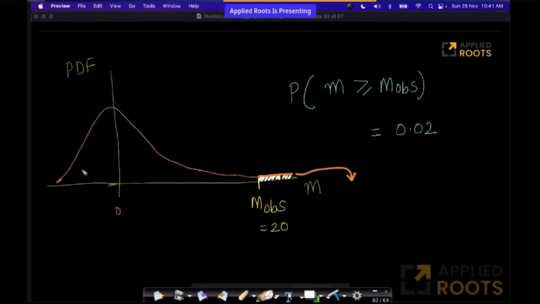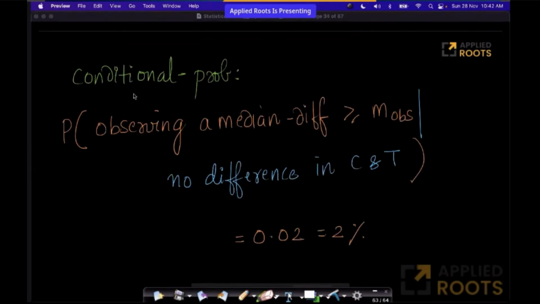What does this area tell me? What does a PDF's area here tell me? This says, what is the probability that this M, this random variable of median differences, is greater than or equal to 20? And how is this M itself generated? This M itself is generated assuming that XC is very similar to XT. So in other words, if you think more mathematically, the conditional probability that we're trying to compute is the probability of observing a median difference as extreme as what we observed in our control treatment, a value of 20.